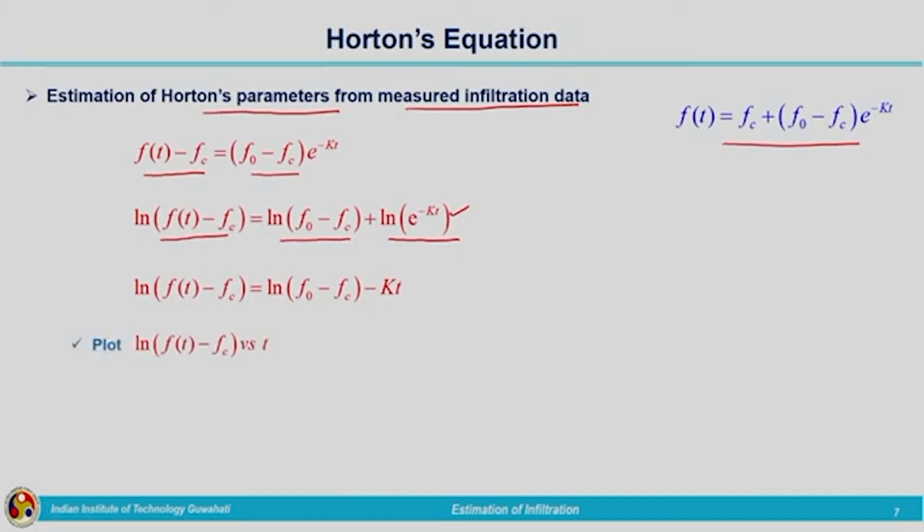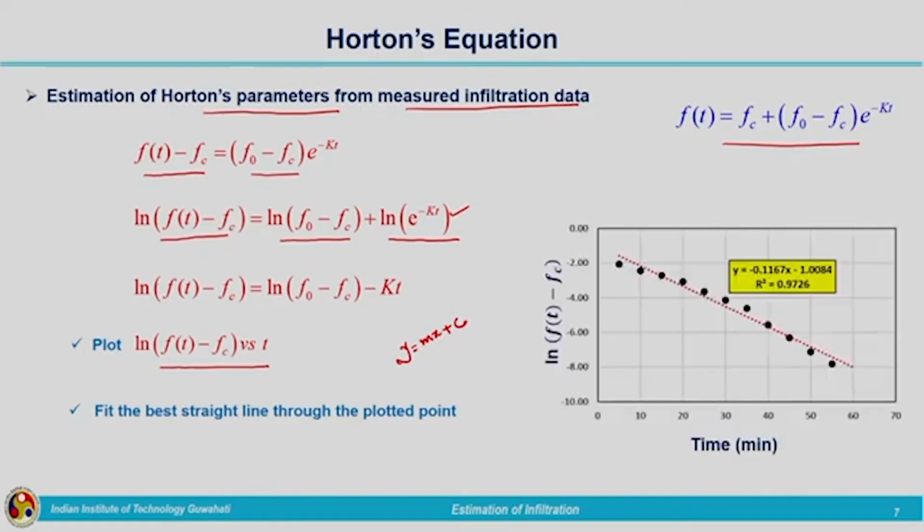Plot a curve of ln of f of t minus f c versus time. So, this will again be in the form of y equal to mx plus c. From this we can find out the Horton's parameters. Once it is plotted, we will plot a best fit straight line passing through those points. You can see the graph, we have ln of f of t minus f c along the y axis and time along the x axis. So, these black dots are representing our terms corresponding to ln of f of t minus f c.